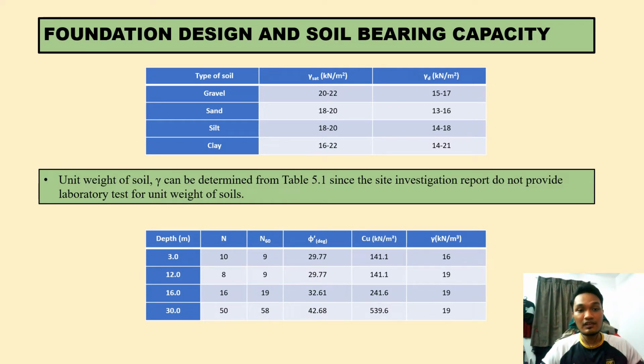Today I'm going to present about the foundation design and soil bearing capacity. After the bore log analysis, we have to find the unit weight for each layer of the soil. From the soil profile, we found out that our soil was stiff silt. So we assume our unit weight above the water table is 16 and below the water table is 19. As we can see from the table, because the site investigation report does not provide the laboratory test for unit weight of the soil, we assume it.